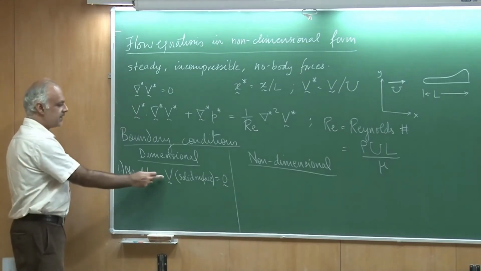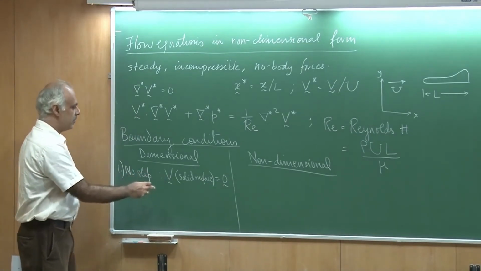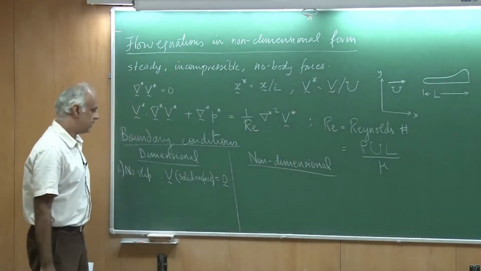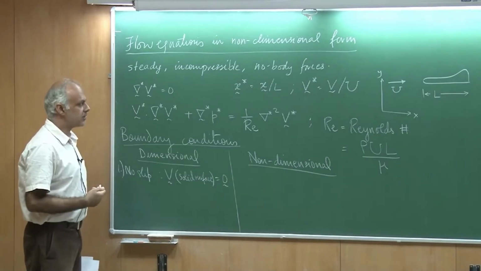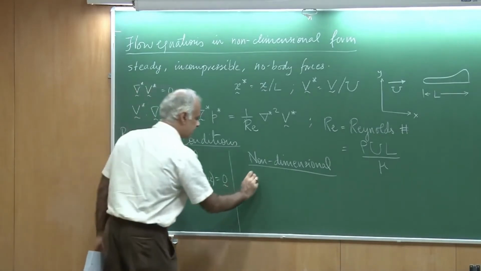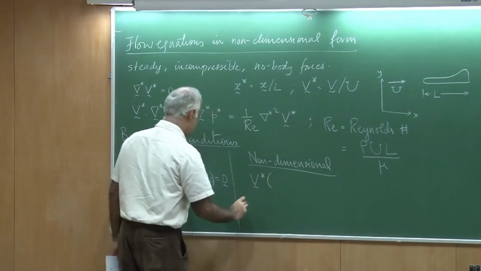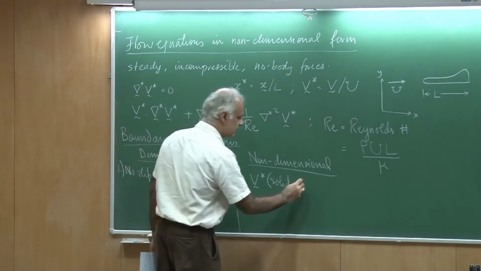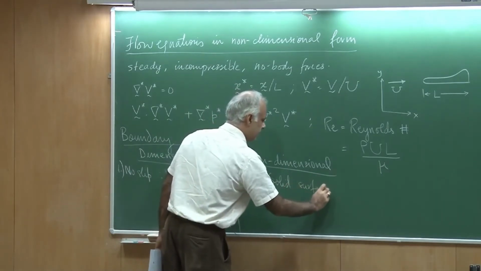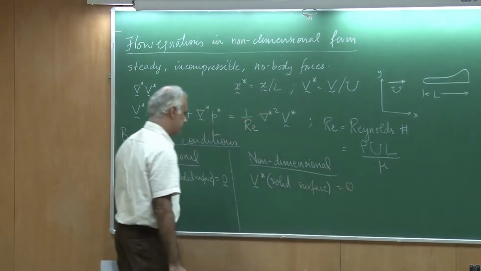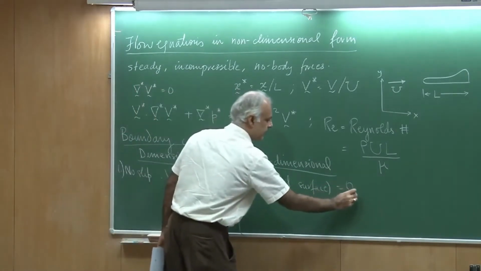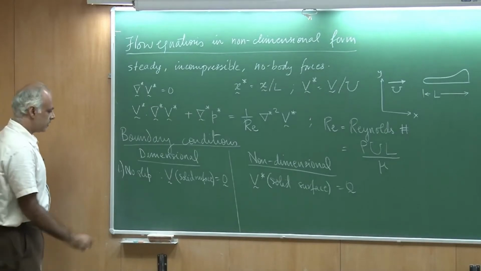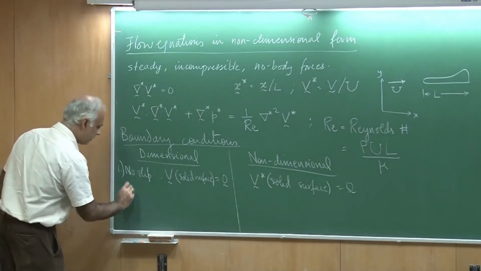And if I non-dimensionalize this, so I substitute for v as v star times capital U, then since capital U is not 0, it would require v star on the solid surface, of course now in the non-dimensional coordinates, is also 0. Okay, so because it's a vector quantity, I put 0 also as a vector. So that's the no slip condition. What happens at the far field?